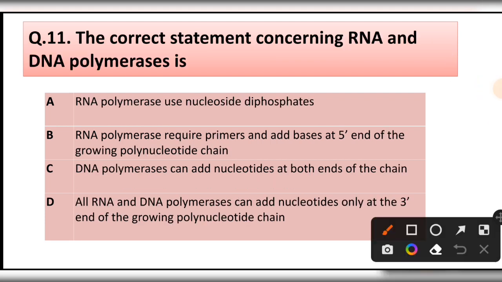Question 11. The correct statement concerning RNA and DNA polymerase is: RNA polymerase uses nucleoside diphosphate. RNA polymerases require primers and add bases at the 5' end of the growing polynucleotide chain. DNA polymerase can add nucleotides at both ends of the chain. All RNA and DNA polymerases can add nucleotides only at the 3' end of the growing polynucleotide chain. Correct answer is option D.